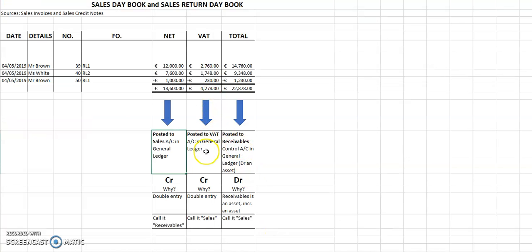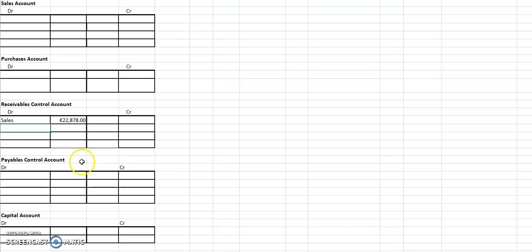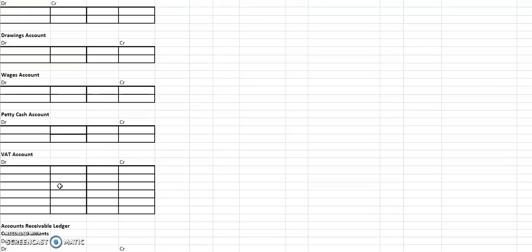Going back, next we have the VAT. Now, if this is debit, it's always the case that these two will be the opposite, i.e. credit. That's the double entry part. So I know these two have to be credit. So I'm going to credit the VAT account by that amount. So VAT account, where is it here? So I'm going to credit it with that amount, which was 4,278. And what are we going to call it? We're going to call it sales.